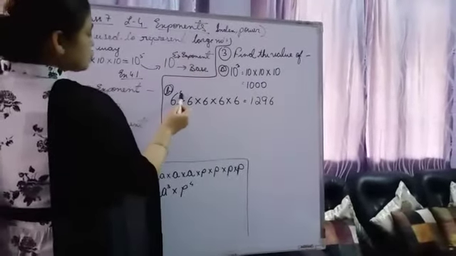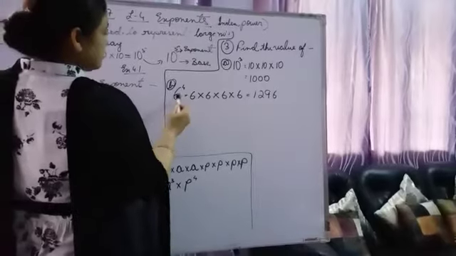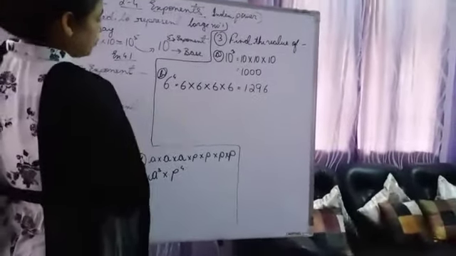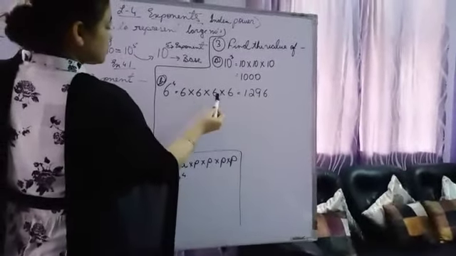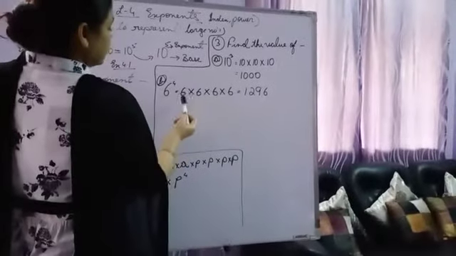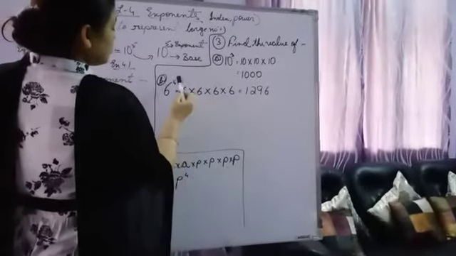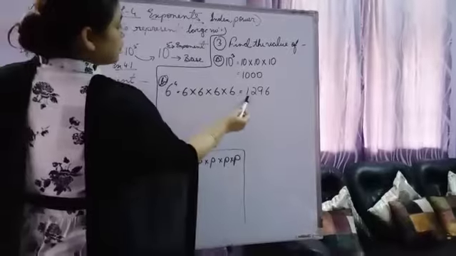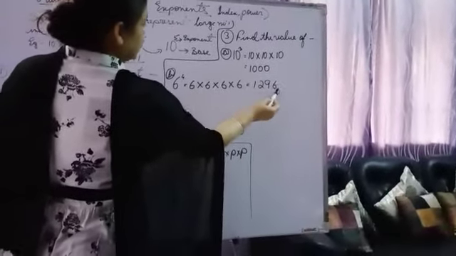Again here 6 to the power 4. So 6 is the base, 4 is the exponent or the power. Now 6 into 6, we will multiply how many times? 4 times. 1, 2, 3, 4 because the power is 4. So we will get the answer 1296. Now we will go to number 4 sums.